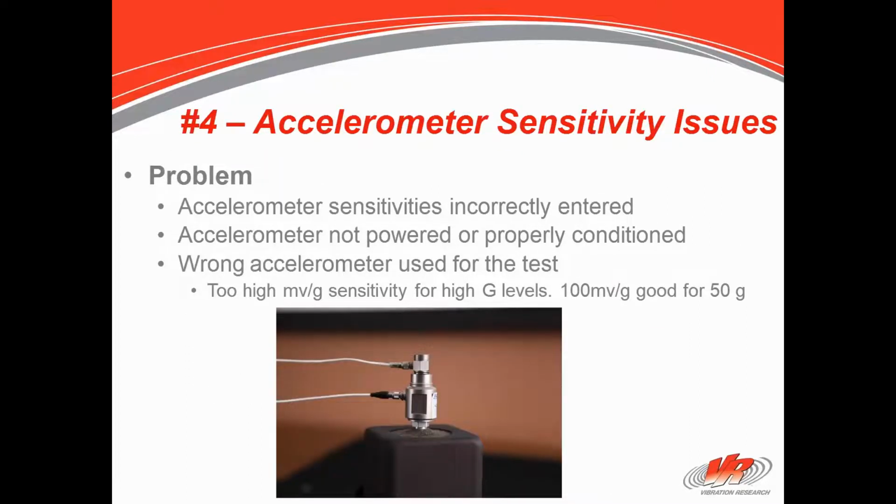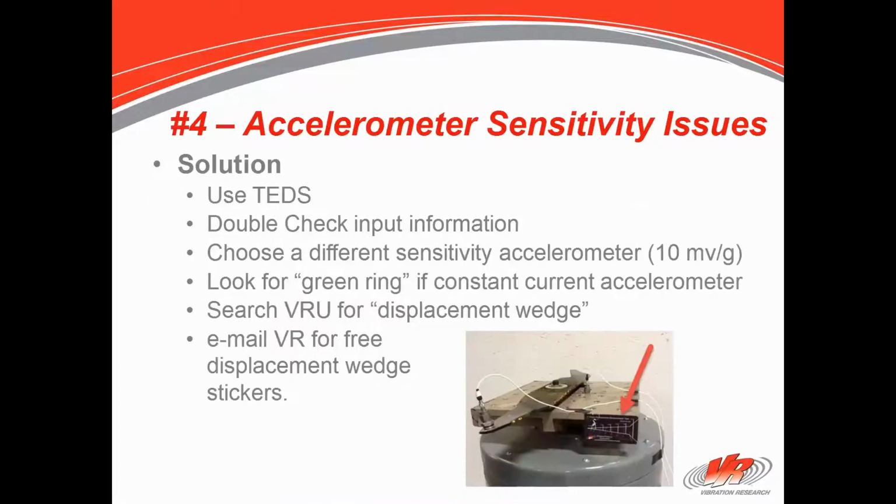The other thing that's a problem is the accelerometer is not powered or properly conditioned, or the wrong accelerometer is used for the test. Very common, people will use a 100 millivolt per G Accel, not realizing that if they're using it to monitor something, it's going to have a resonance in it and probably has 100, 200, 300 Gs. Well, it's going to saturate. It's probably only good for maybe 50 or 75 or 100 Gs max.